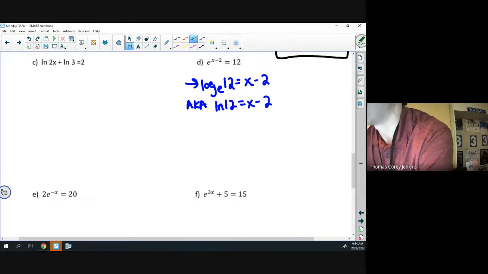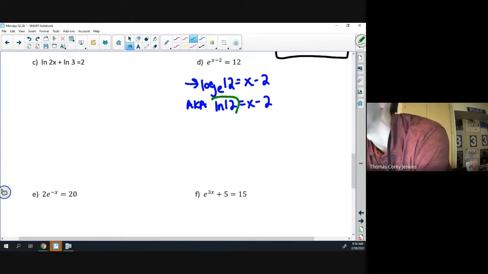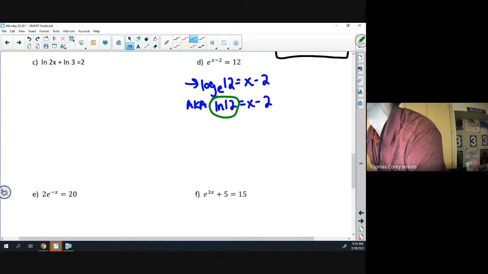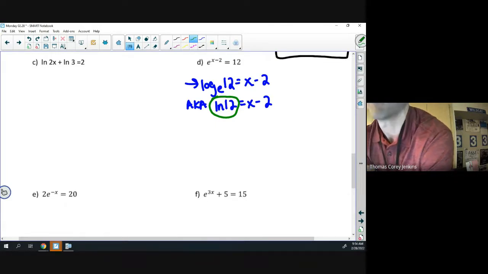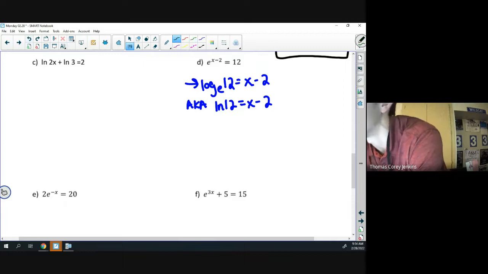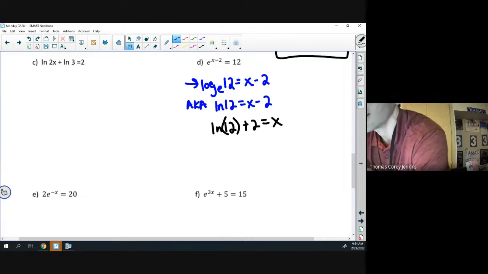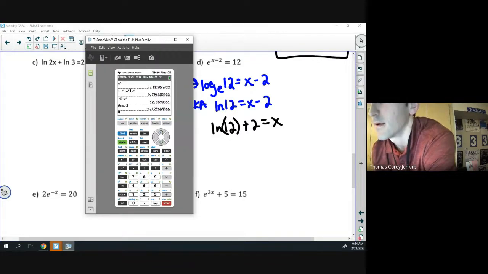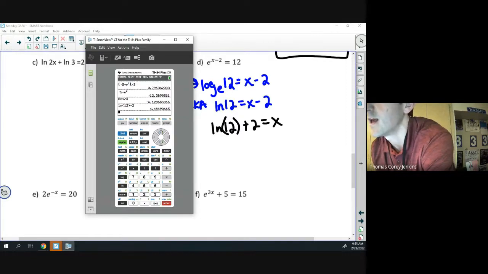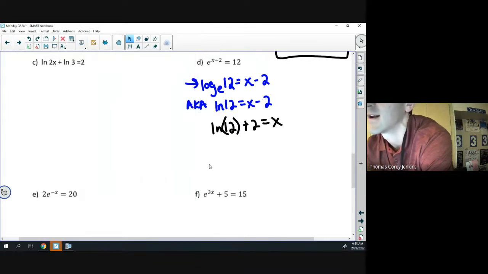And again, why does that help us? That helps us because this is something I can type into my calculator, and my calculator can do that for me. So I'm going to type natural log of 12, close parentheses, plus 2, is equal to x. That's 4 and some change, so we'll call it 4.4849.